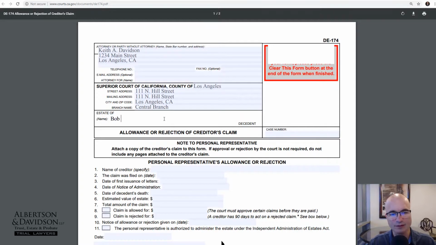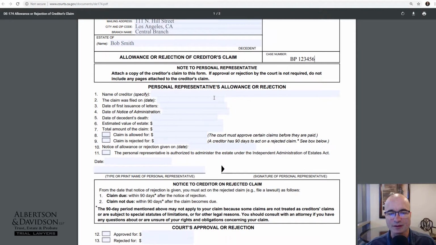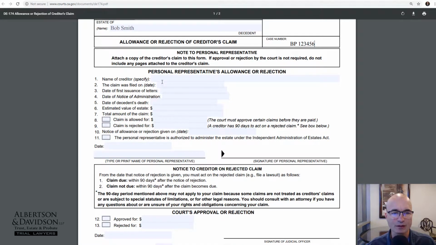And we're dealing with the estate of Bob Smith, and we're going to put in, of course, the proper case number so it can get filed in the right area. This is where the personal rep is going to either allow or reject the claim. So we're going to put in the name of the creditor, Chase Bank. The claim was filed on November 15th was the example we were using.